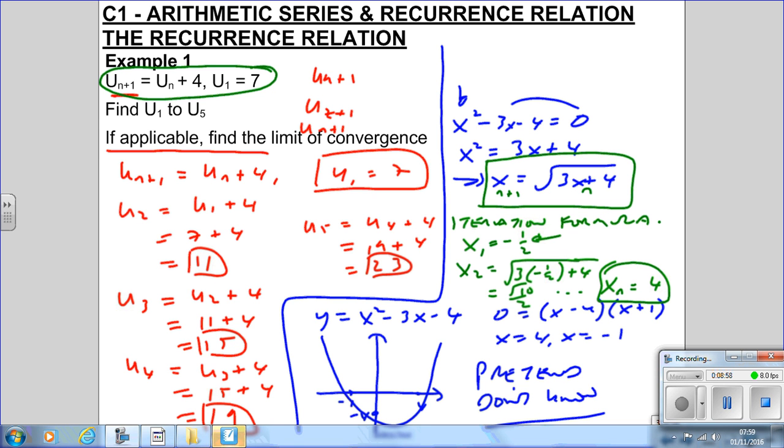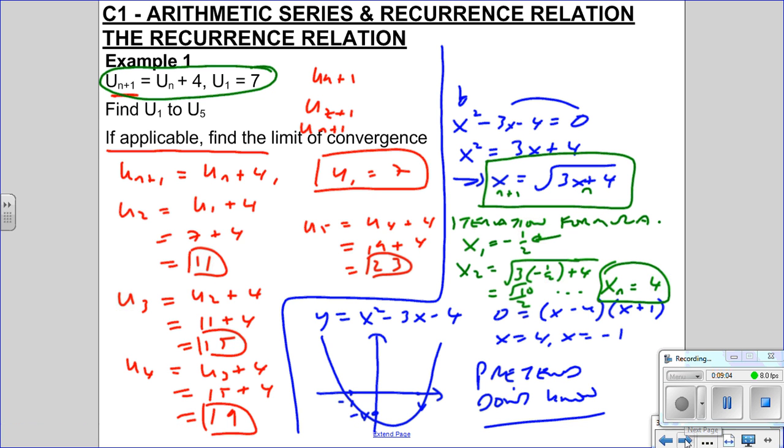Wow. How does that work? We'll talk about that in C3. So, that was just for interest. That's what the recurrence relation is used for. But let's just finish this bit here, which says, if applicable, find the limit of convergence of this thing then. Okay?